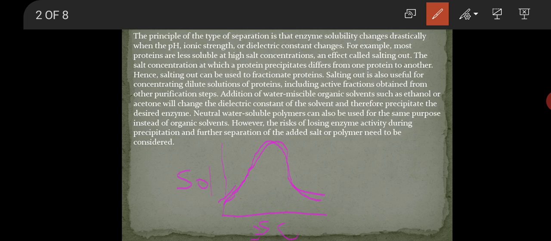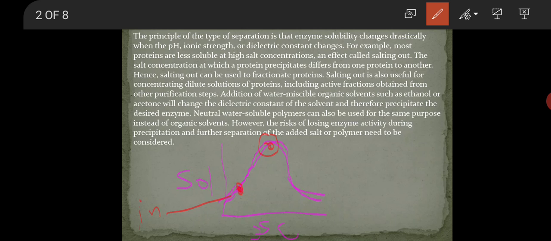Now see at very low salt concentration. Let me change the color. At very low salt concentration, what is the process? Low salt concentration means there is salting in. Now slowly it reaches towards the high salt concentration. When we add a little salt, that is the salting in.